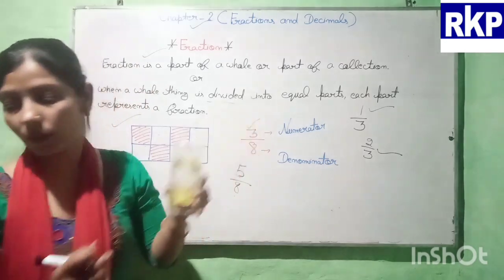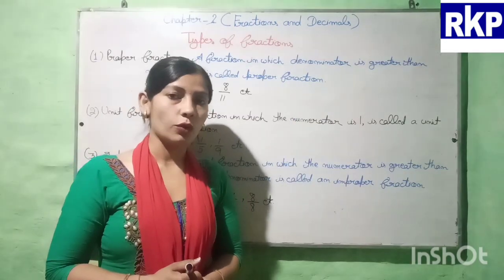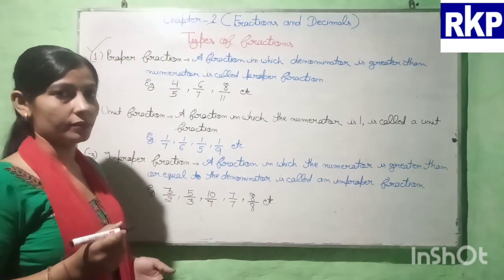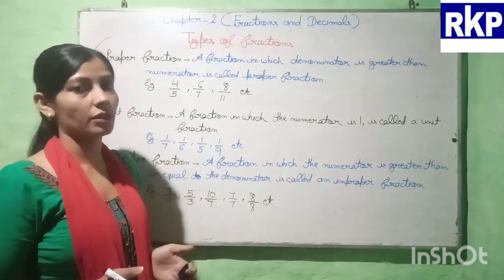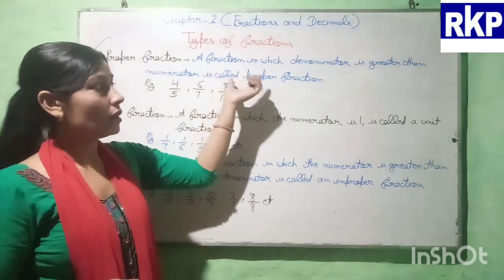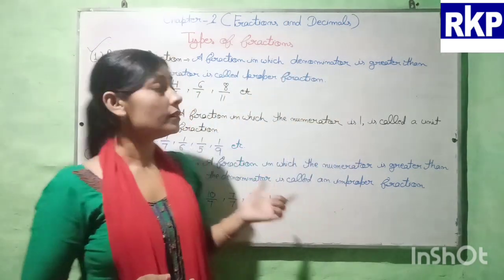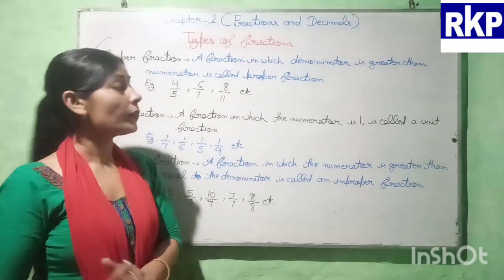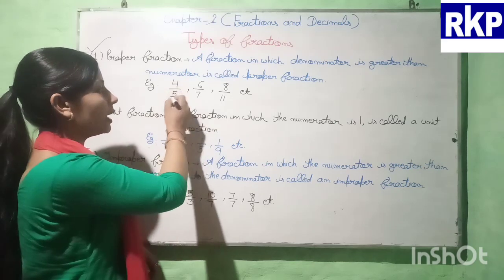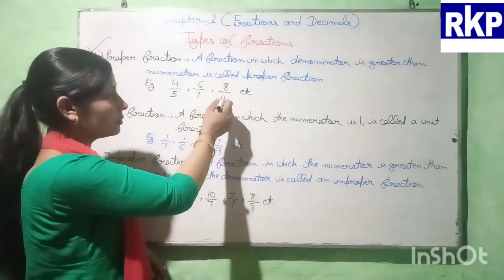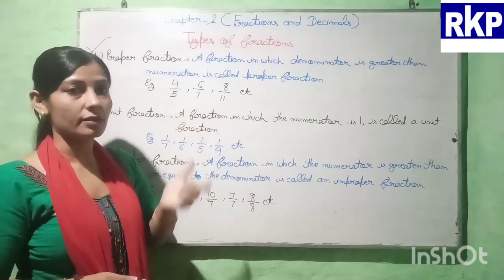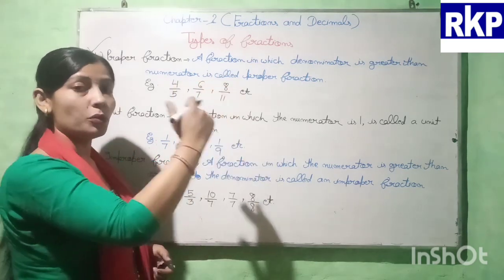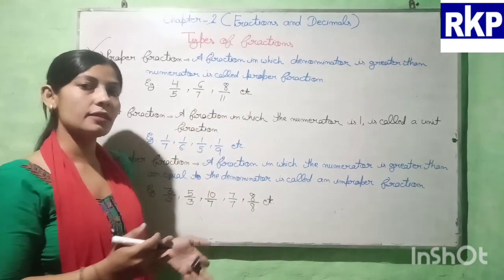Now students, let us see the types of fractions. First is the proper fraction. What is the meaning of proper fraction? A fraction in which the denominator is greater than the numerator is called a proper fraction. For example, 4 by 5, 6 by 7, 8 by 11. These are proper fractions because these all have the smaller number as numerator and the greater number as denominator.